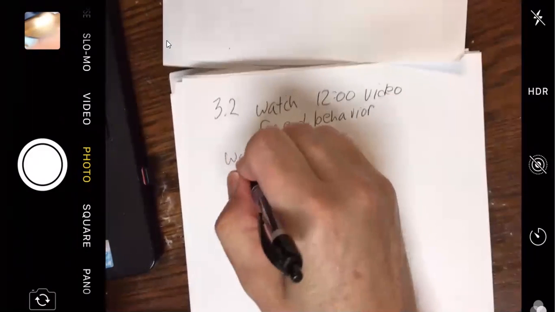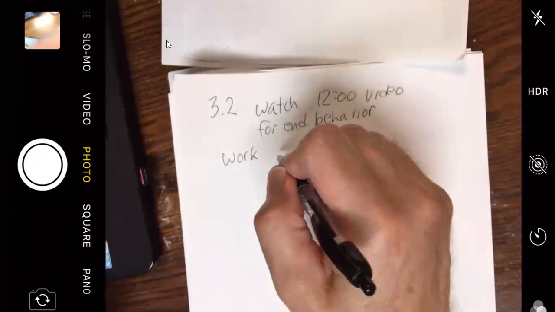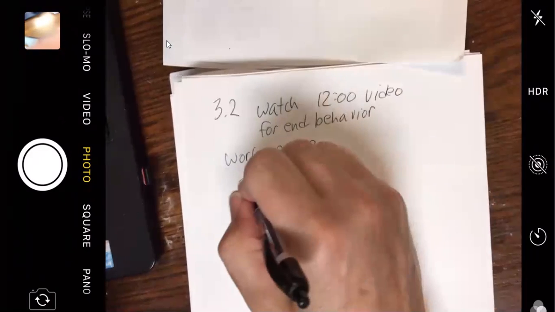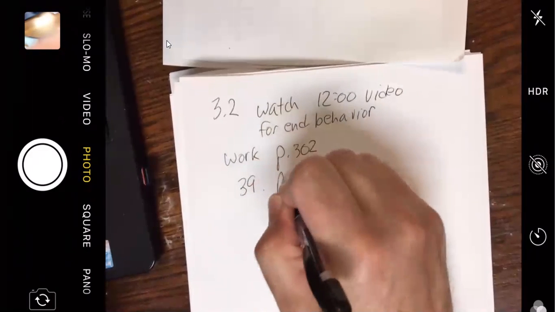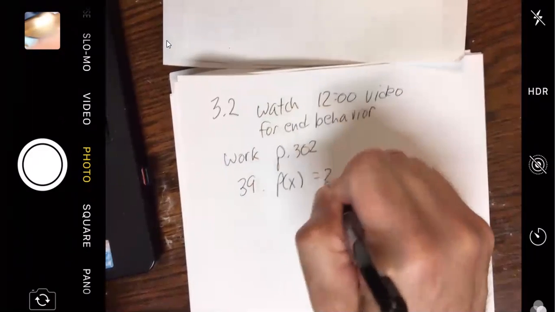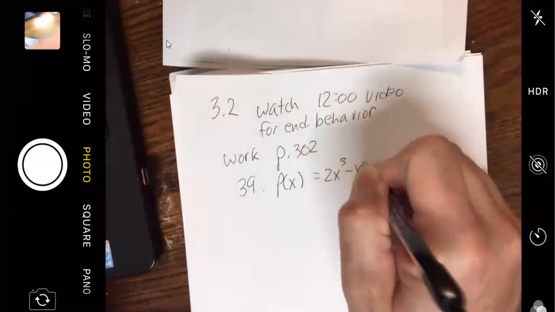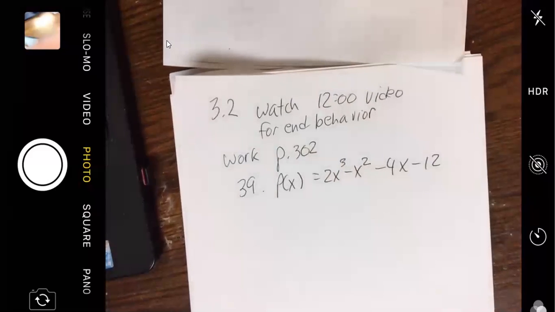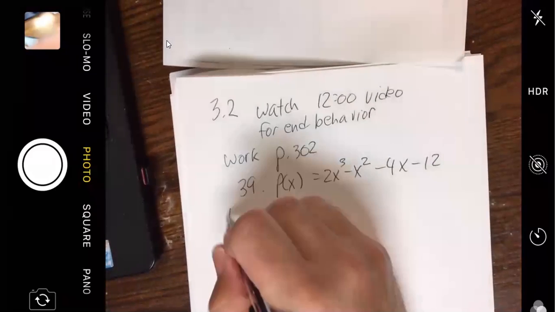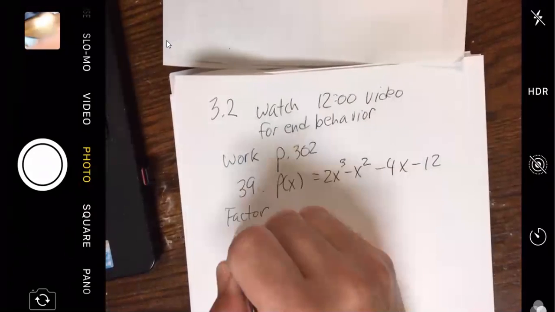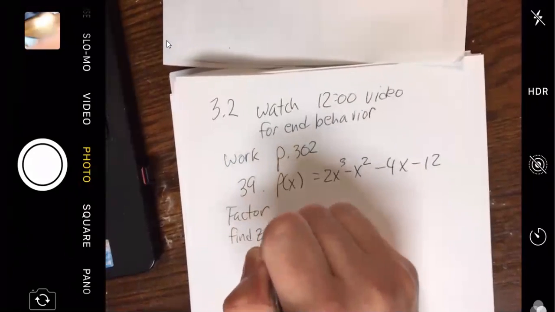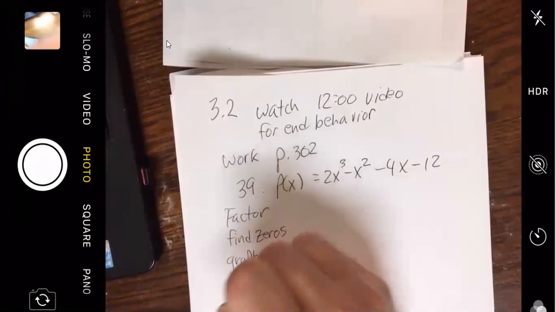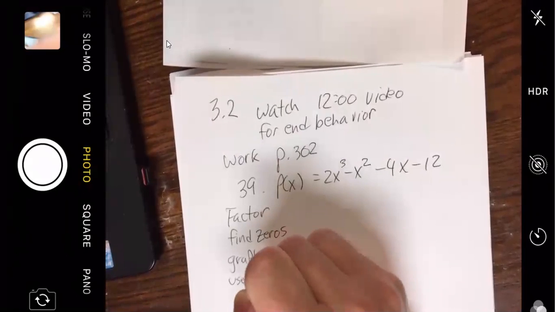I'm going to work page 302. Let's try one like 39. P of x equals 2x cubed minus x squared minus 4x minus 12. We're supposed to factor it, find zeros, and graph. For the graph, use calculator.